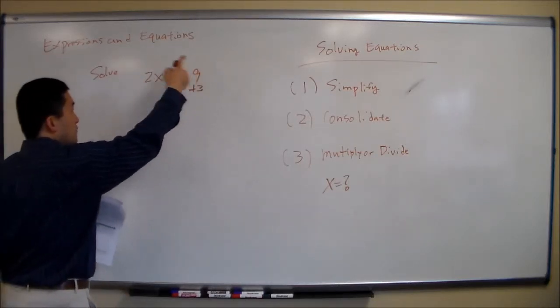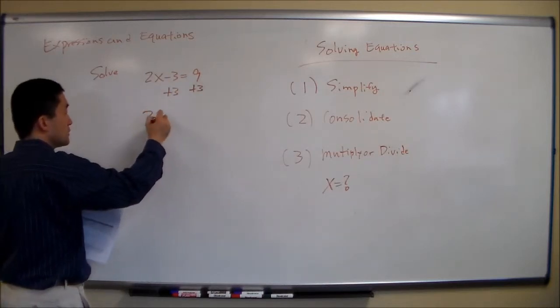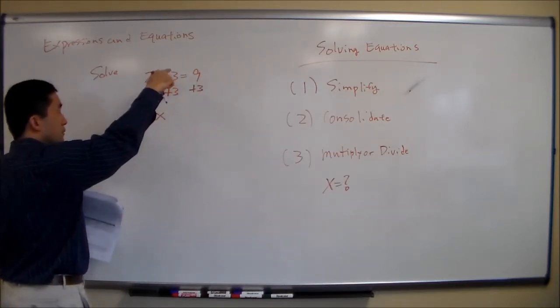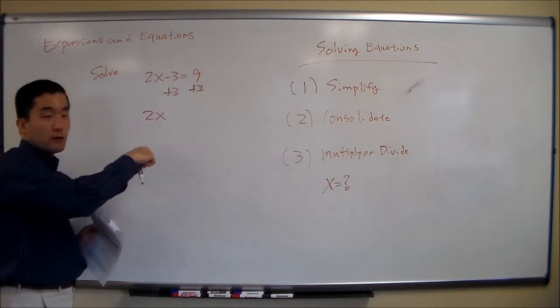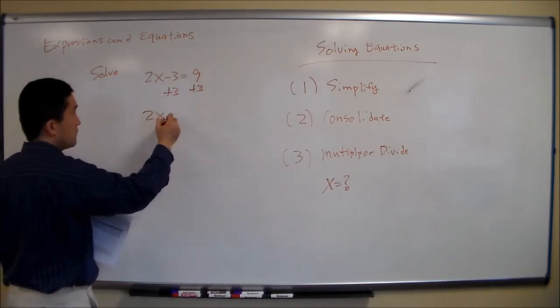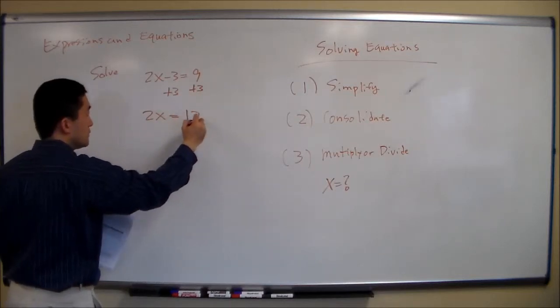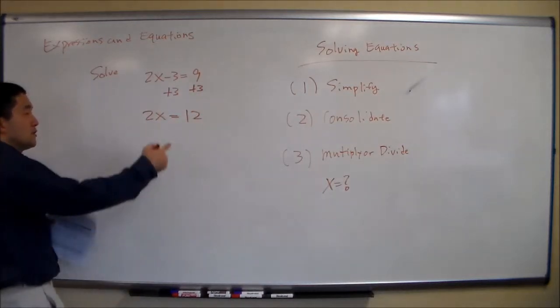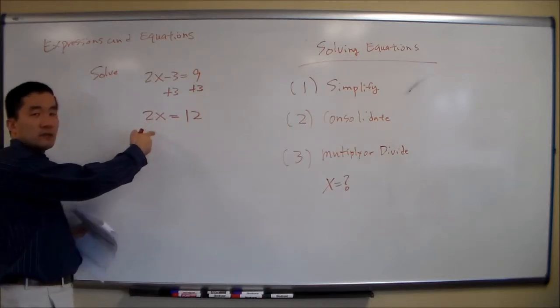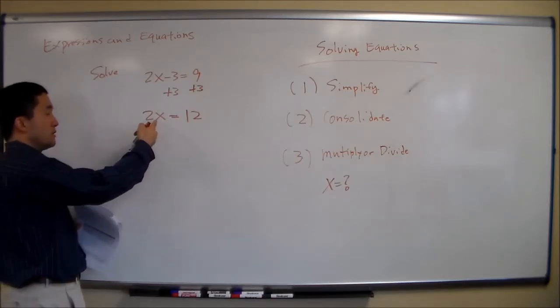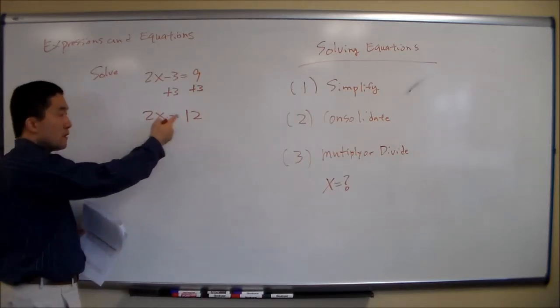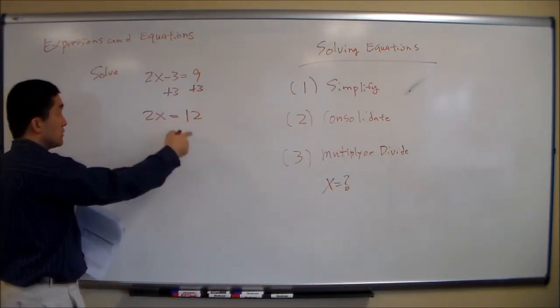So if we rewrite this equation here, 2x minus 3 and plus 3, they'll go away. That's what we wanted. 0, we don't write the 0. 9 plus 3, that's a 12. So this is the way we're done with the consolidation, because if we look at the left-hand side, all I see is a variable. Right-hand side, I see a number, so that's good to go.